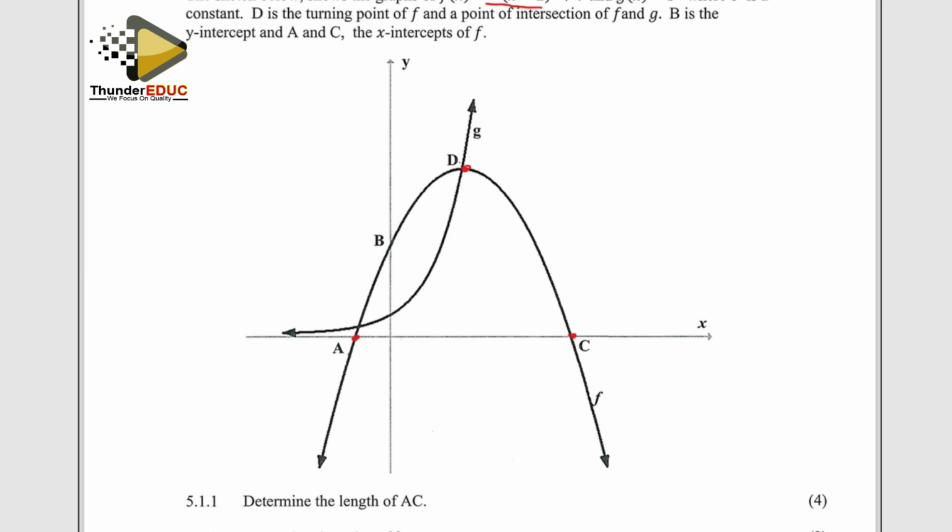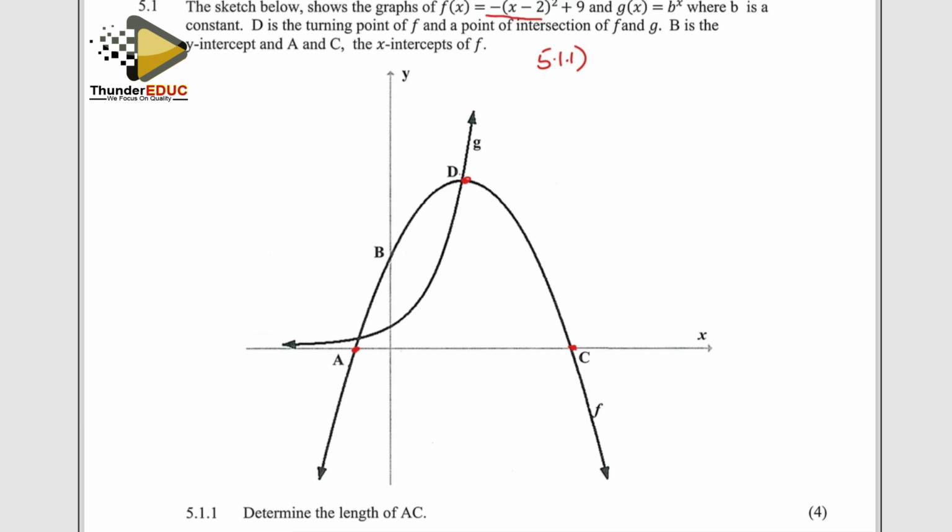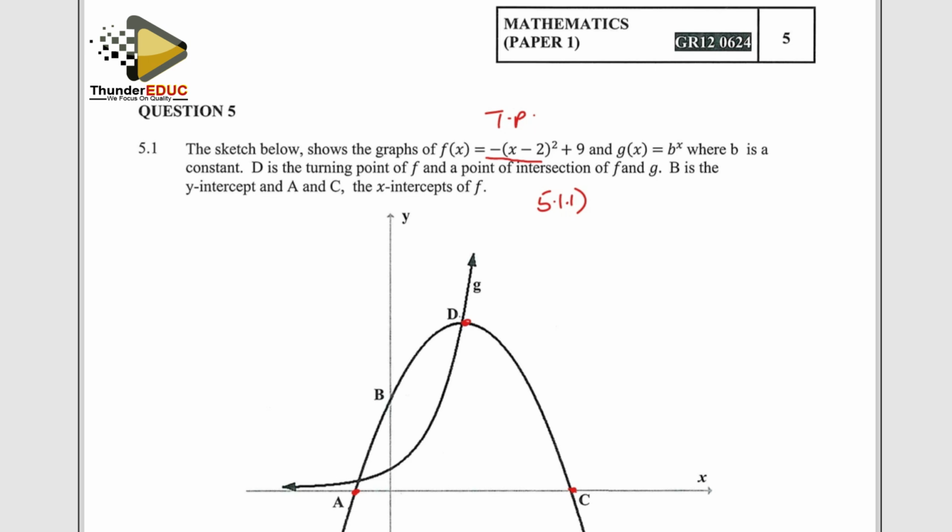So whenever they ask you for the length, we need that distance. And for us to get that distance, we need to know the coordinates of A and the coordinates of C. But C and A are x-intercepts. Along the x-intercept, y is 0. So the only graph that's cutting at A and C is f. So I'm going to have negative times (x minus 2) squared plus 9 equated to 0. I can move the 9 that side just to make it quick for me. I don't want to open the quadratic and all of that. So divide both sides by the negative.